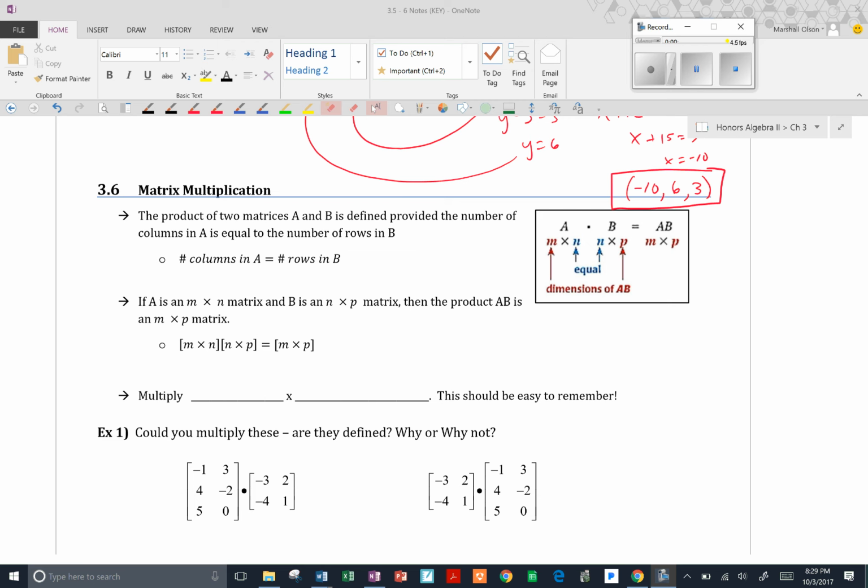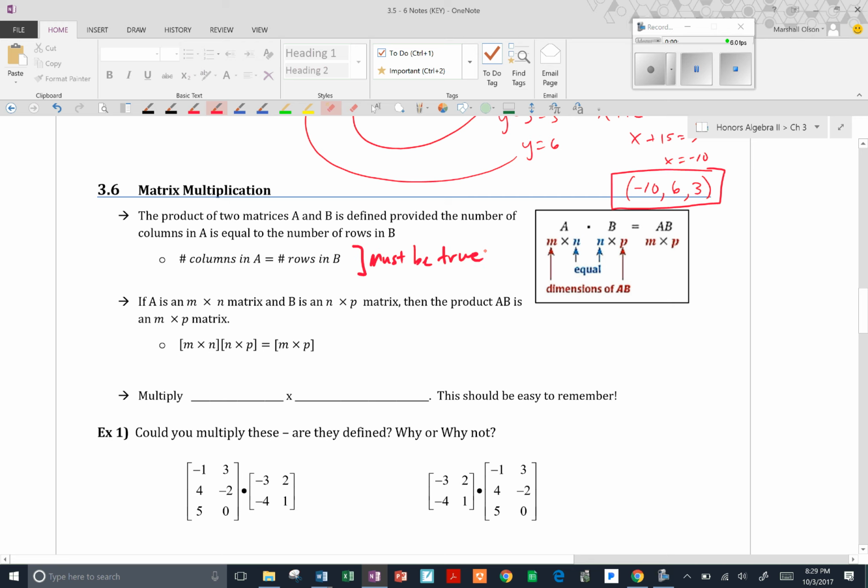Okay, now we're going to move on to matrix multiplication here, which is a little bit more complicated. Once you get used to the pattern, you get faster at it, you get better at it, but it takes practice. So this says the product of two matrices A and B is defined provided the number of columns in A is equal to the number of rows in B. This has to be true. This must be true. We always check for that first.